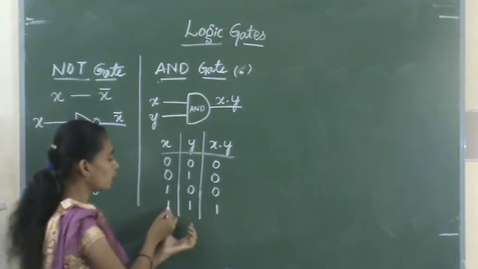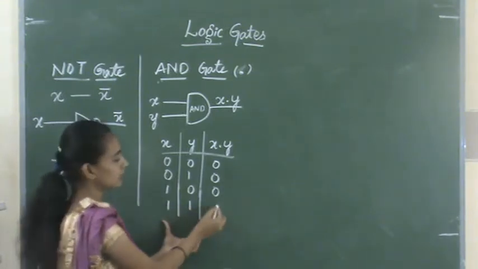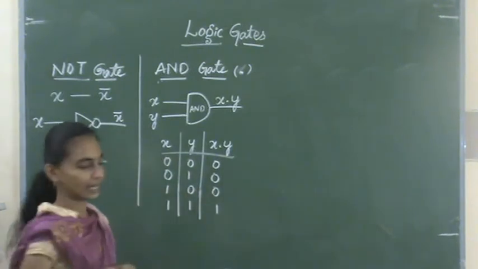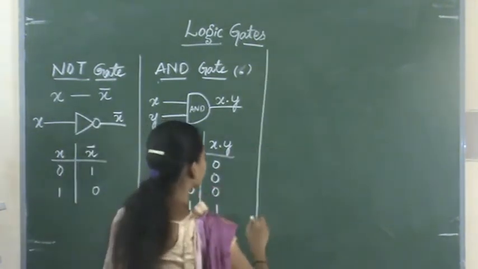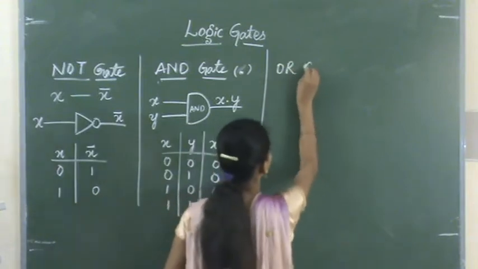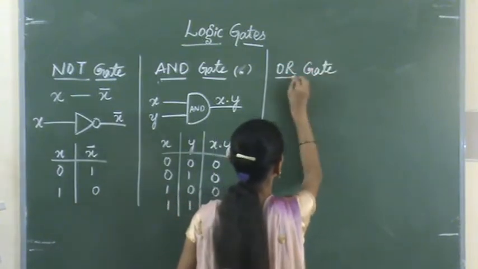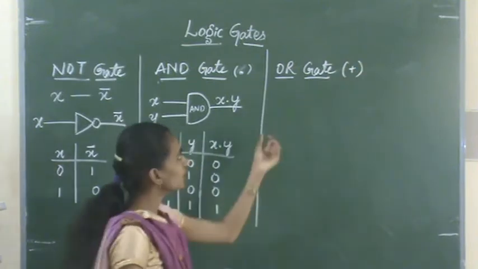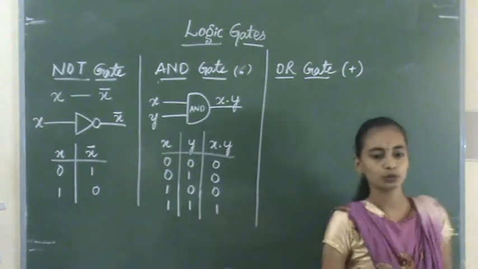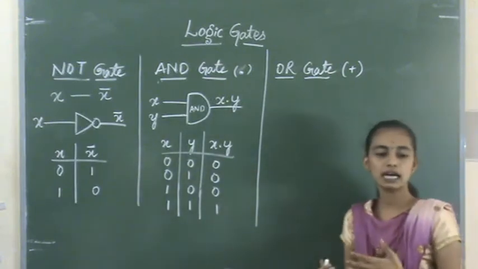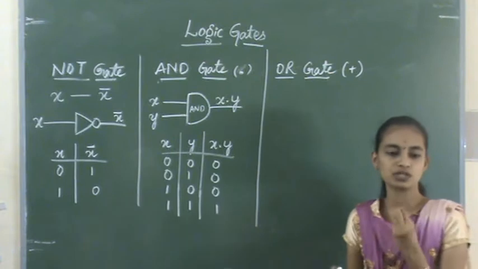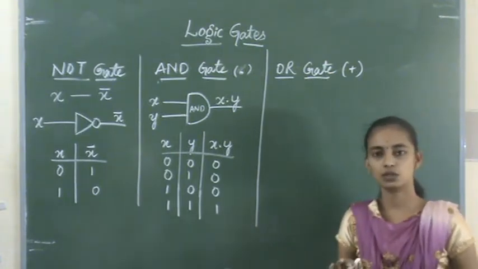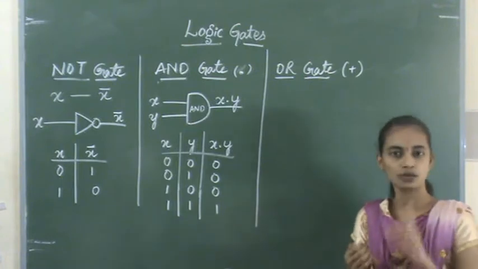So when both the inputs are 1, then the output will be 1, otherwise 0. So this is the AND gate. Next we have the OR gate. The symbol used is plus, right? The OR gate produces the output 0 when both inputs are 0, otherwise the output is 1, okay?